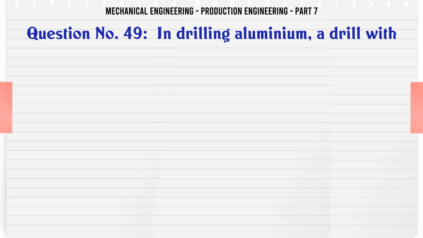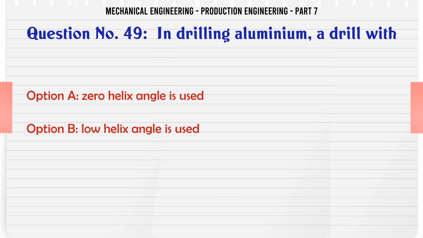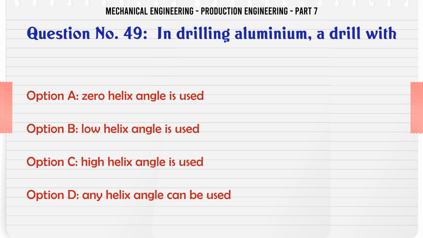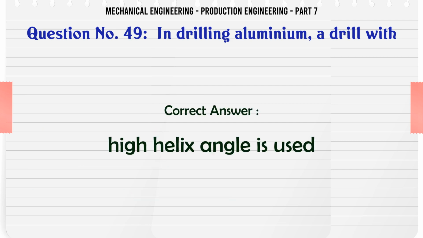In drilling aluminium, a drill with: A. 0 helix angle is used. B. Low helix angle is used. C. High helix angle is used. D. Any helix angle can be used. The correct answer is high helix angle is used.